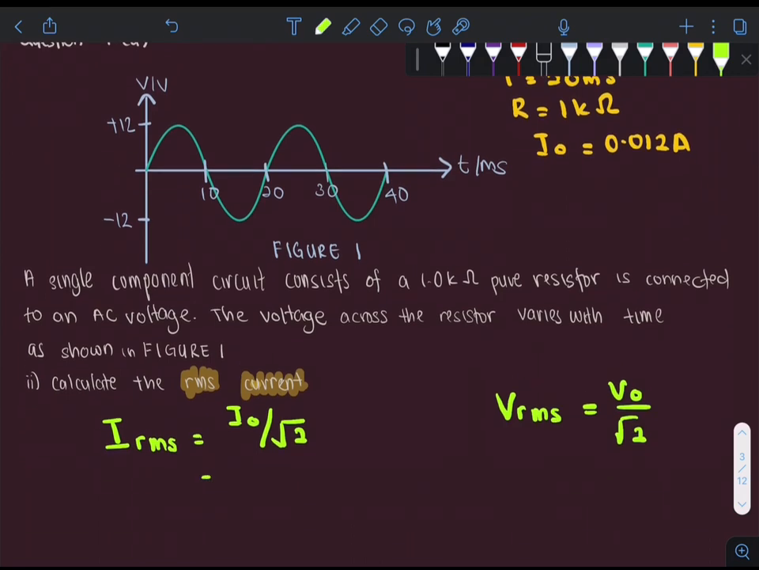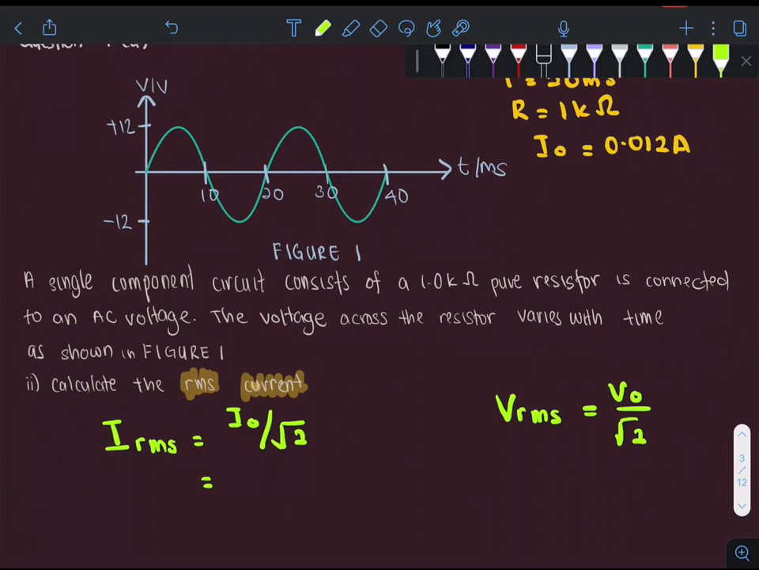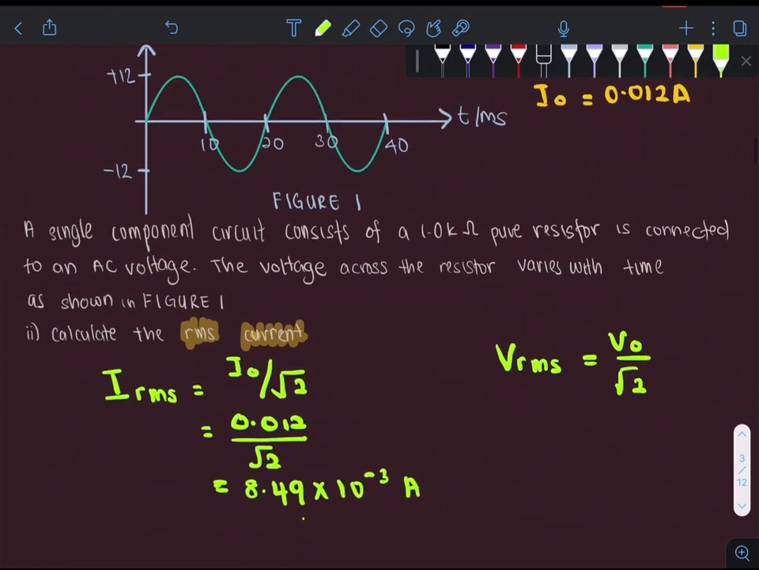Now we have already obtained the value for I naught from question 1 part 1. So we substitute the value here, press our calculator, and we will get our I RMS as 8.49 times 10 to the power negative 3 ampere, which can also be written as 8.49 milliampere.